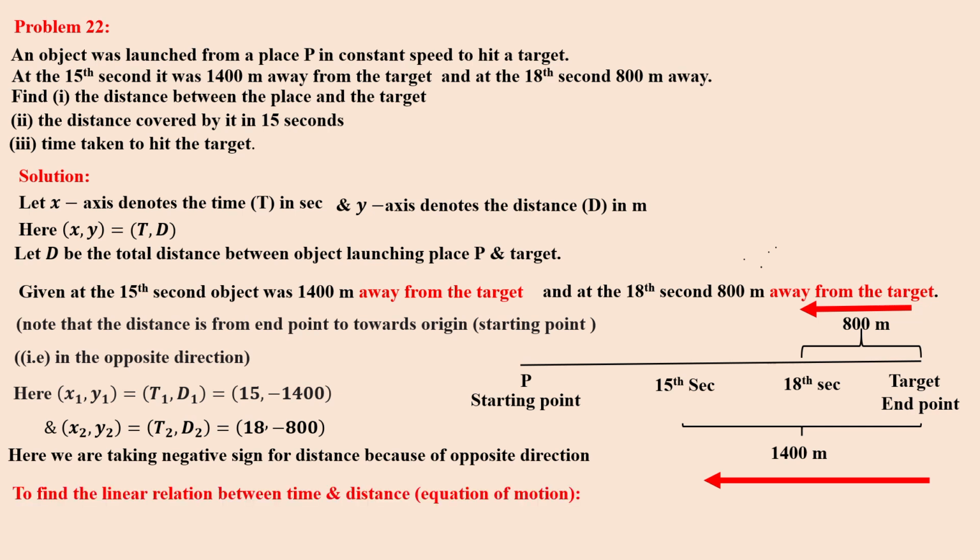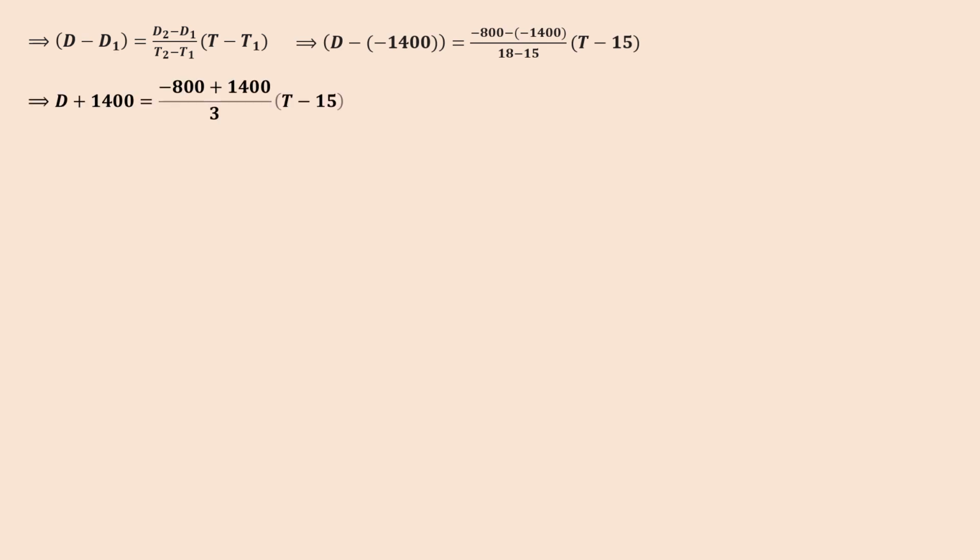To find the linear relation between the time and distance, that is the equation of motion, we know the two-point form of a straight line is y minus y1 equals (y2 minus y1) by (x2 minus x1) into (x minus x1). So d minus d1 equals (d2 minus d1) by (t2 minus t1) into (t minus t1). Substituting the values, we get d minus (-1400), that is d plus 1400, equal to (-800 plus 1400) by (18 minus 15), that is 600 by 3, into (t minus 15).